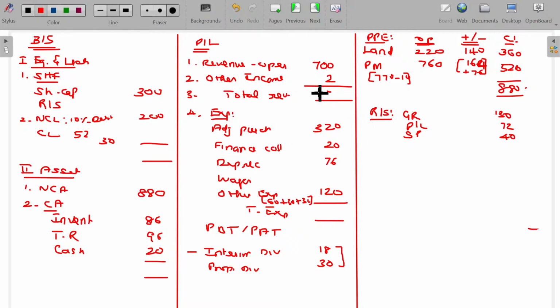Now, total revenue being 702, expenses 320, 20, 76, 160. We don't have wages here. Total expenses being 536. Come on, subtract the total expenses from the total revenue. 166 will be the profit before tax or profit after tax.